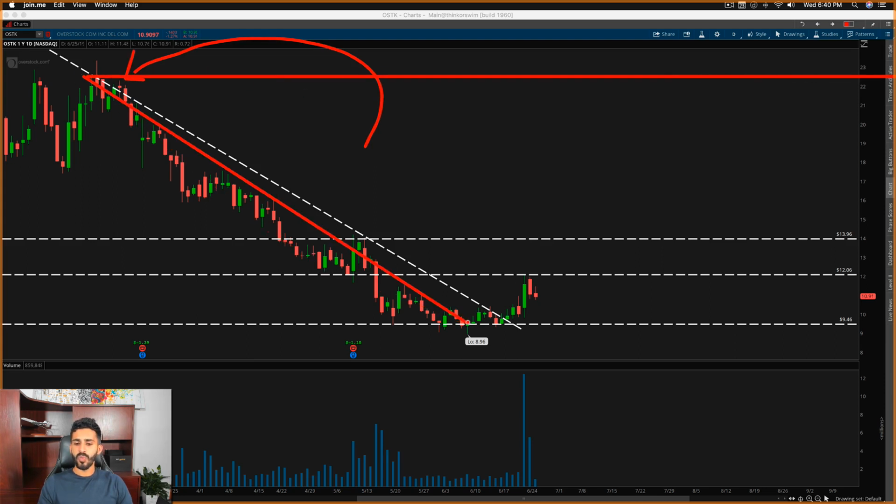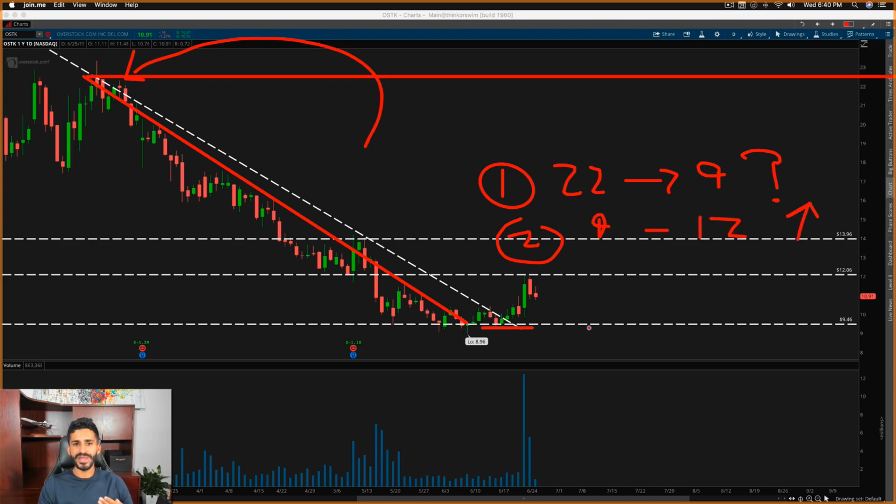Second is, why is the stock going from 9 to 12? Why is the stock now going up? Is there any new catalyst here? Is there any new event here? Is there any driving force behind this play right now that's causing this stock to go up?